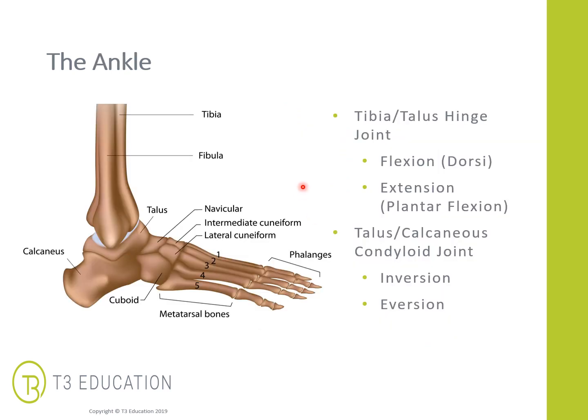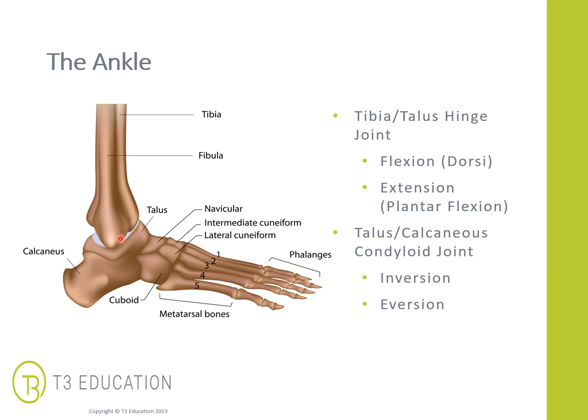The ankle joint. Two joints here. Firstly, where the tibia meets the talus. Now this is a hinged joint, and this allows for the flexion and extension that we see in the ankle. Flexion, more commonly known as dorsiflexion, and extension, commonly known as plantar flexion, that pointing of the foot at the ankle.